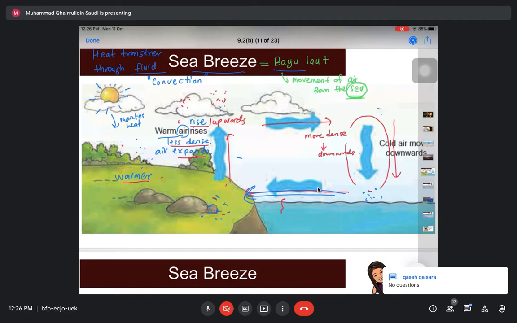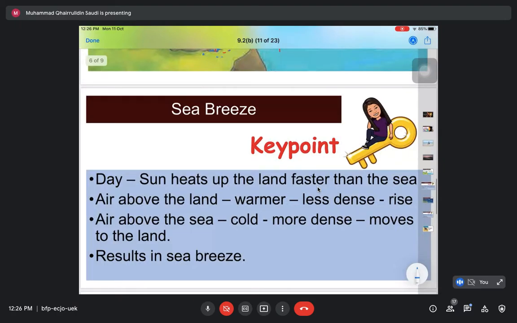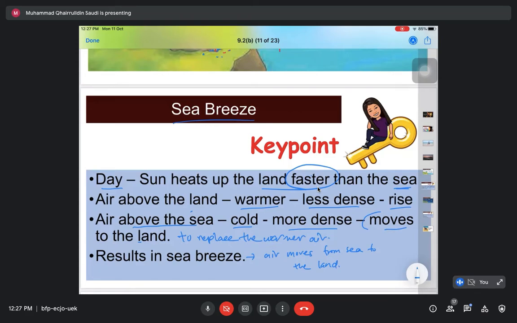Alright, so we will move. Okay, we will see the key points for Seabreeze. If someone asks you to explain about Seabreeze, why? Kenapa ada pergerakan of air from the sea to the land? What is the explanation? So you say, during the day, the sun heats up the land faster. Okay, the air dekat land tu menjadi lebih panas dengan lebih cepat daripada air dekat sea. Okay, so when the air above the land becomes warmer, it will become less dense, then it will rise. Okay, the air above the sea pula, now it's cold and become more dense, and it will move to the land to replace the warmer air. That results in sea breeze, where air moves from sea to the land. Okay, that is the explanation.